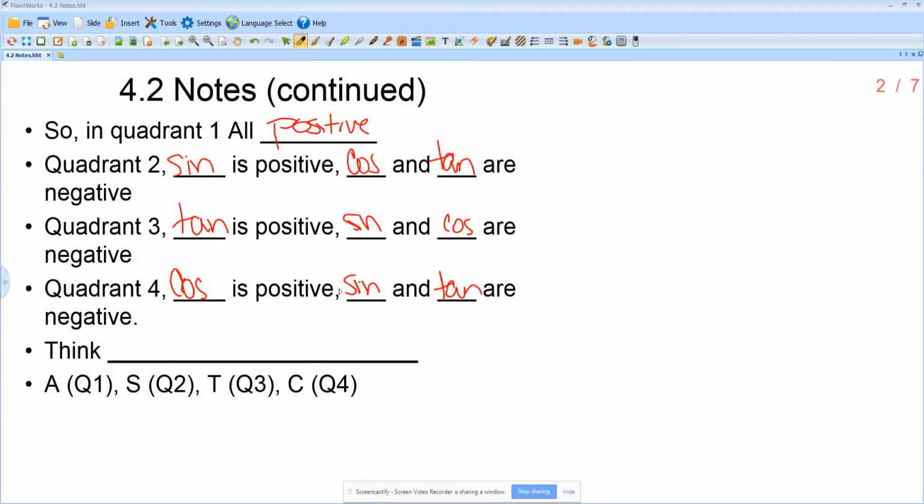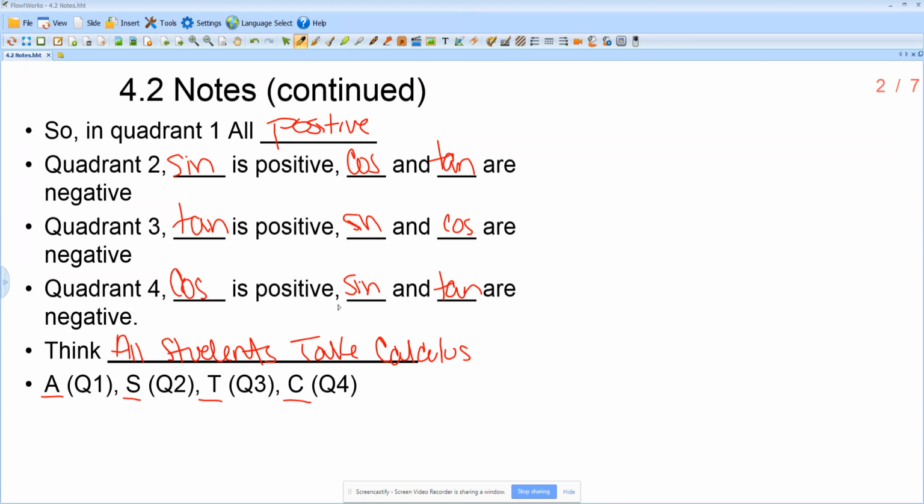A way of trying to remember the order in which this goes is: all students take calculus. Whether or not that's true, I guess we'll see, but all students take calculus. A, S, T, C. That tells you the quadrants in which things are positive. So quadrant 1, all things. Quadrant 2, S, sine. Quadrant 3, T, tangent. And quadrant 4, C, for cosine.